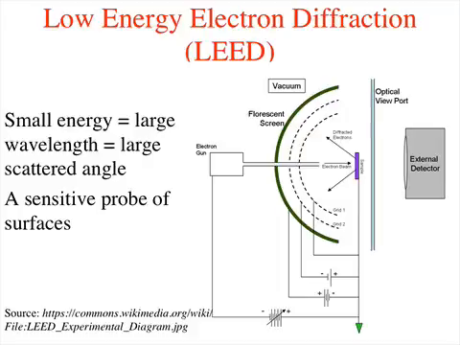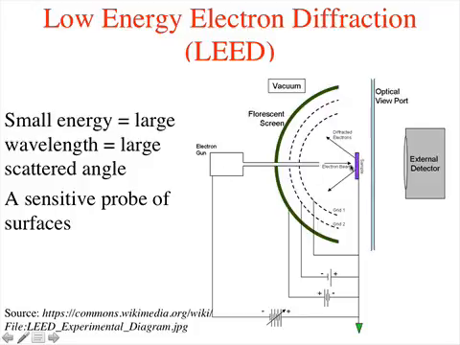As an alternative to transmission electron microscopes, which are done with high energy and in transmission, there's a technique called low energy electron diffraction, or LEED. Since you have relatively low energy, you have large wavelengths, which means that if you're going to get Bragg scattering at all, it's going to be at very large angles. So this is most often used as a surface probe.